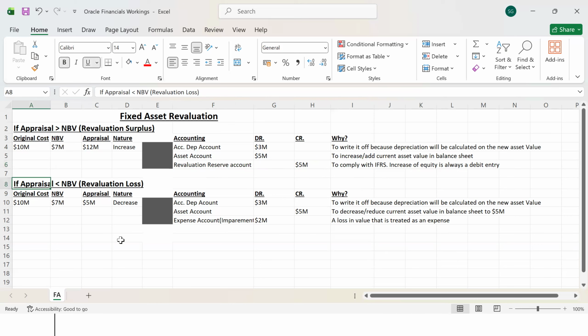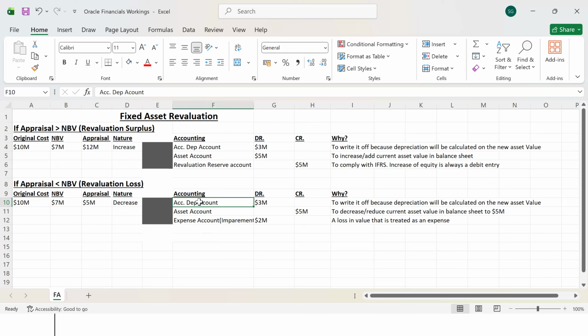In another case, we will look at when the appraisal is less than net book value, which is a revaluation loss. In this case, our original asset cost was 10 million. The net book value is 7 million. And the appraiser has revalued it to 5 million, which is a decrease.